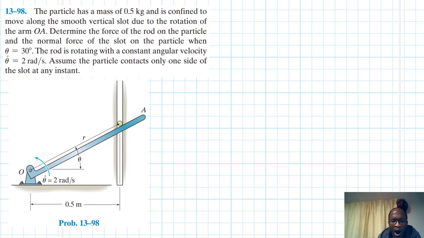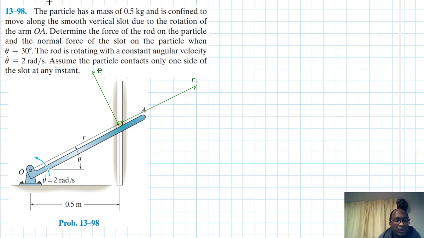Alright, let's draw the free body diagram. So we have the weight. Let me first draw the coordinates. We are using polar coordinates. We have the radial coordinate in this direction, or r coordinate, and then perpendicular to that we'll have the theta coordinate, something like so. So this is theta and this is r.